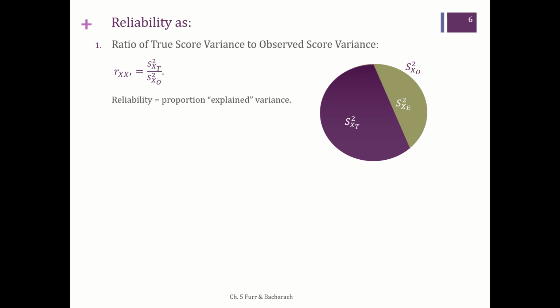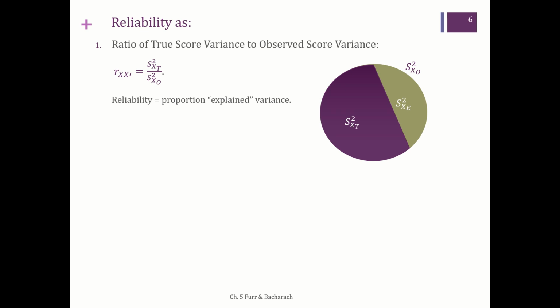let's look at this Venn diagram. So the entire circle represents the total variance in X. So the entire circle is the total observed score variance, S squared XO. Now we know, based on classical test theory, part of that circle is the variance of the true score, XT, which is actually systematic variance, and part error variance or unsystematic variance, S squared XE.